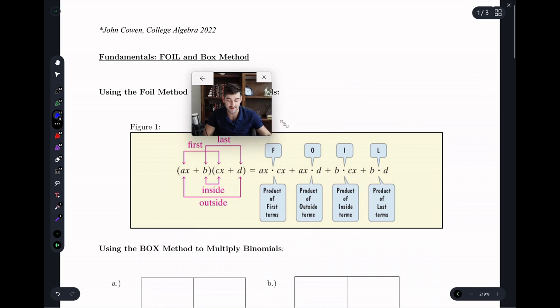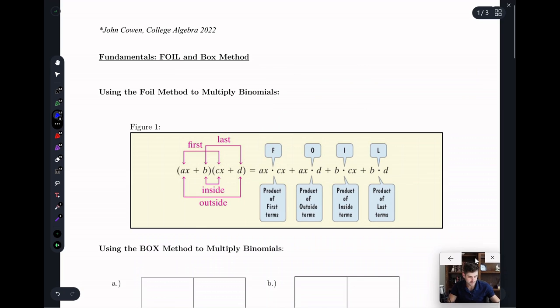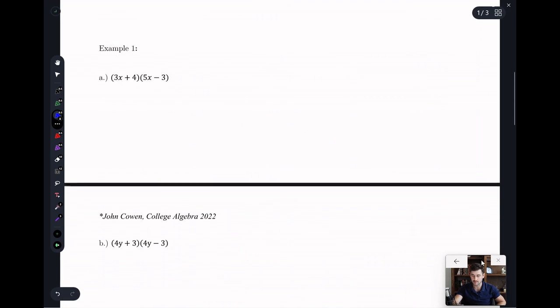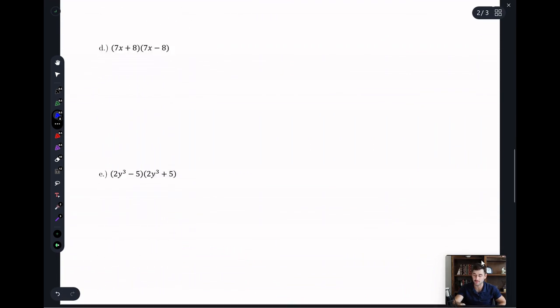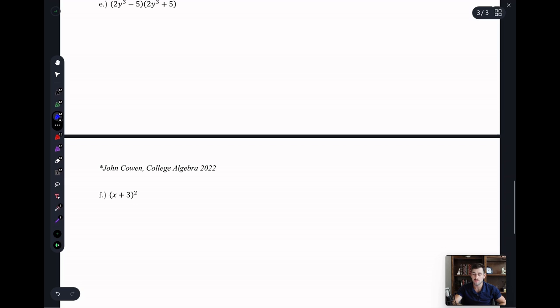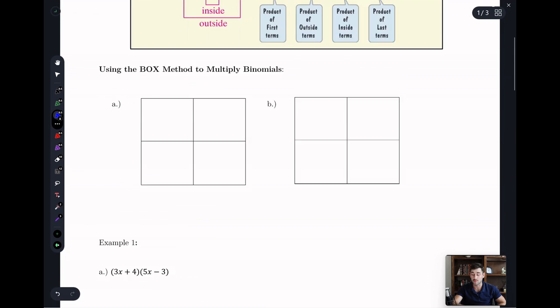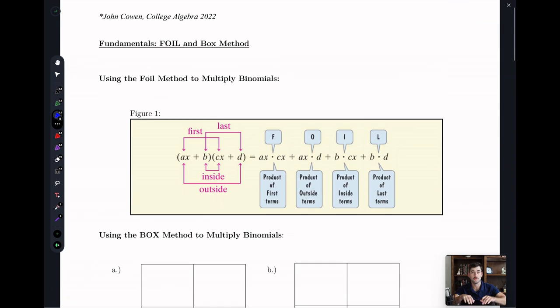If you look at this paper, you can see there's probably 8 or 9 practice problems for you to work on. We'll do 1 or 2. And then if you need more problems, you can literally just Google FOIL worksheet, and there's thousands of them online.